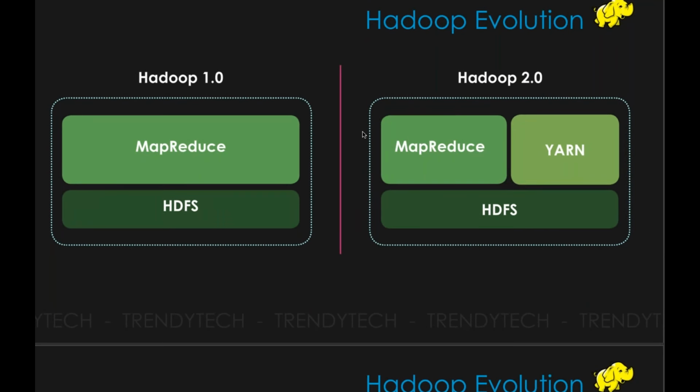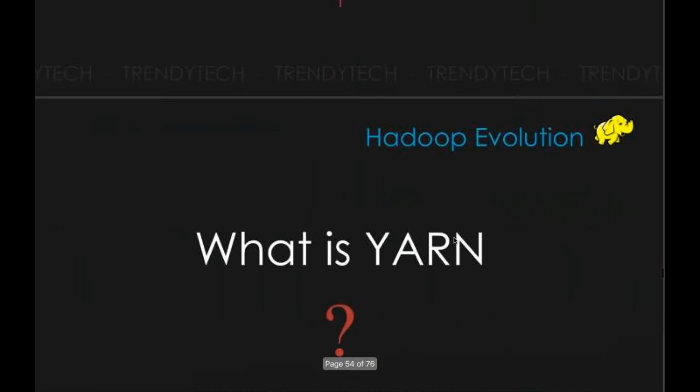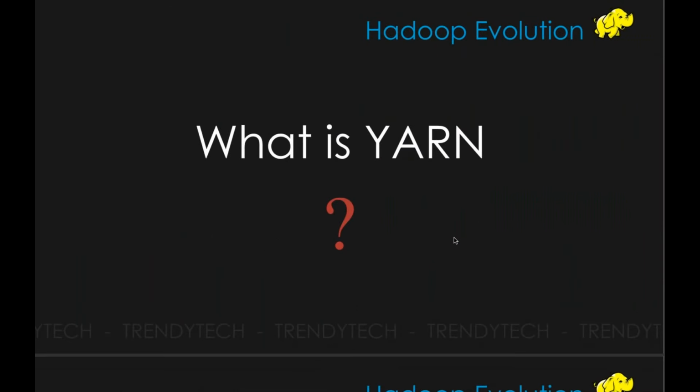And also do not feel that this is the only change between 1 and 2. As of now, we have seen one change. Later throughout the course, we will see multiple differences in Hadoop 1 and 2. This is just one of the main architectural changes, that Yarn was introduced. So what is Yarn? We need to understand that.